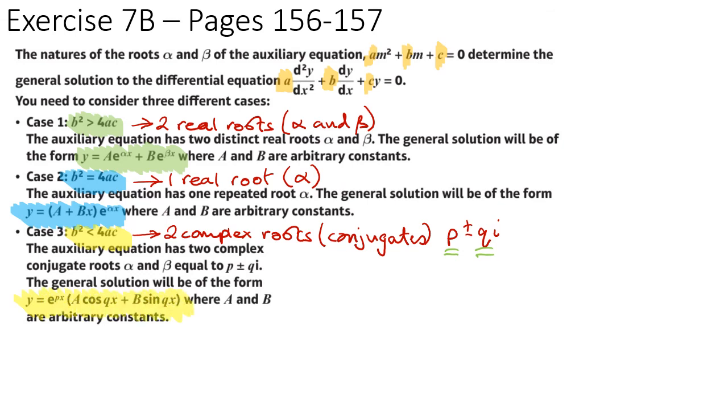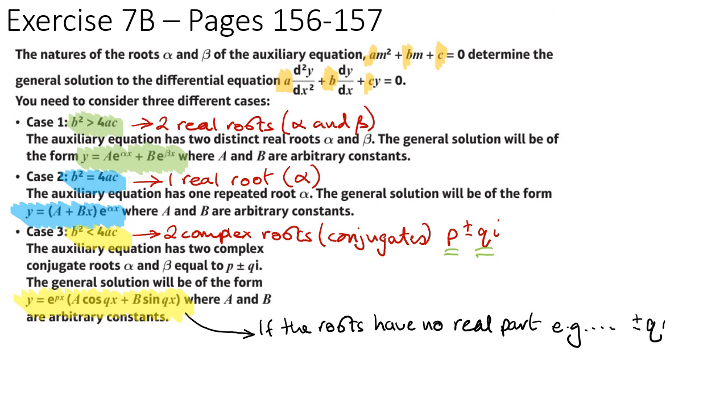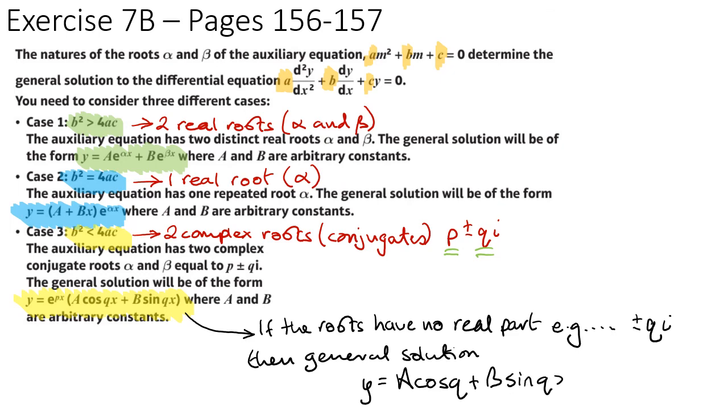And if our auxiliary equation just has roots which have no imaginary part, sorry, not an imaginary part, no real part, so if the roots have no real part, of the form just plus or minus qi, then the general solution just becomes y equals a cos qx plus b sine qx.